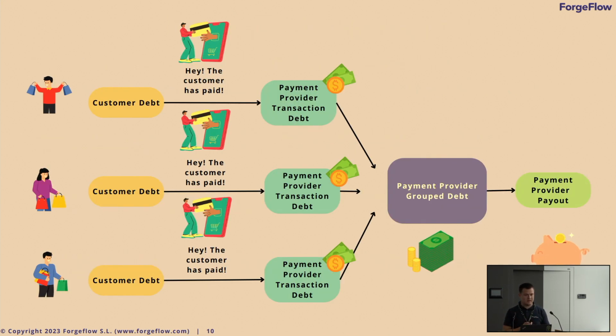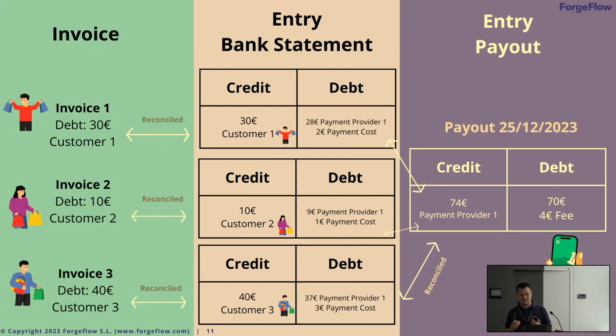I've shown this figure previously, but it's the idea. Here is the bank statement line, and when we reconcile, a journal entry is created that closes the customer debt and opens the payment provider transaction debt. And then we do this reconciliation. This is just an example, but normally we have 1,000 transactions in the same payout. Here it's the same graph, but with an example of credits and debits and numbers.